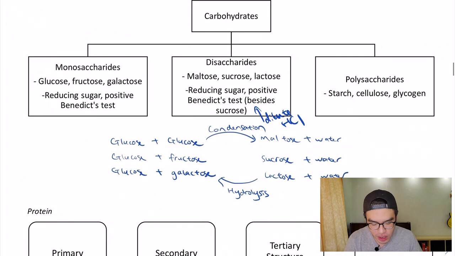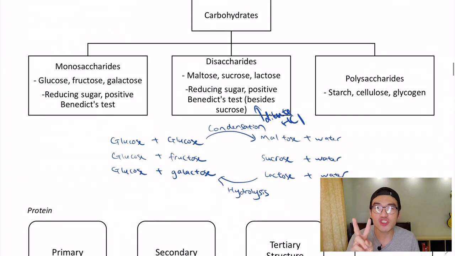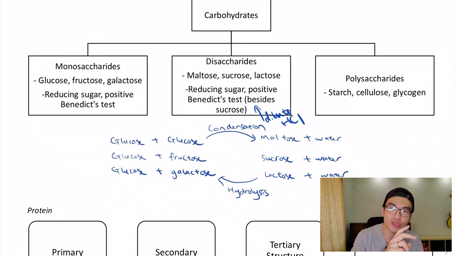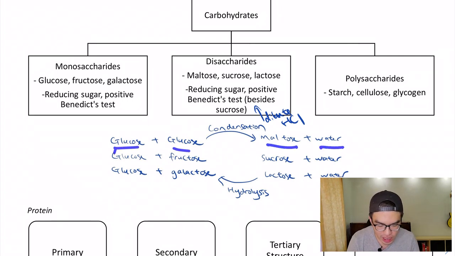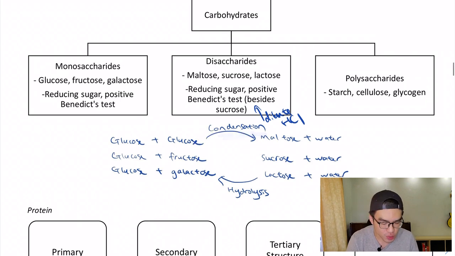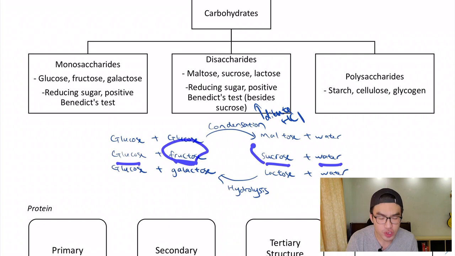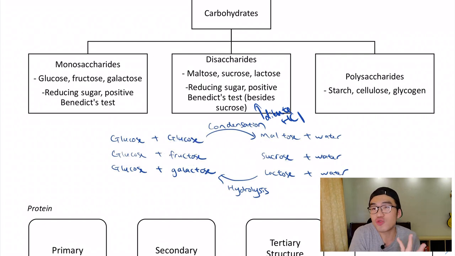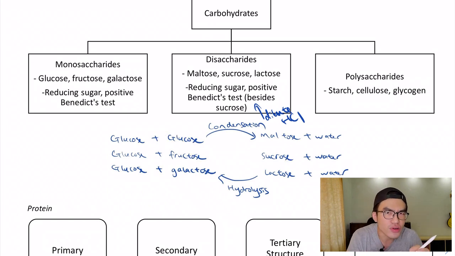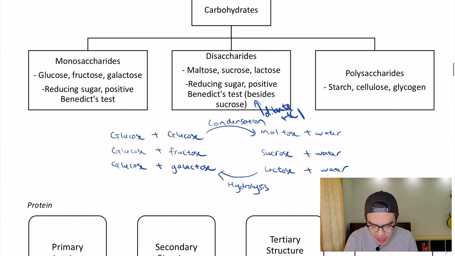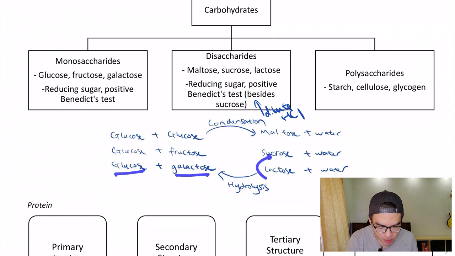Okay, so moving on, let's talk about how do you change monosaccharides into disaccharides. When you combine glucose and glucose, you get maltose and water. This forward reaction, we call it condensation. Why condensation? Because water is coming out. Very simple. Glucose and fructose, you get sucrose and water. Fructose and sucrose, you get these from fruits. Your sugar cane has a lot of sucrose. Your apple has fructose because fruit fructose. Simple. Next, glucose and galactose, you get lactose and water.